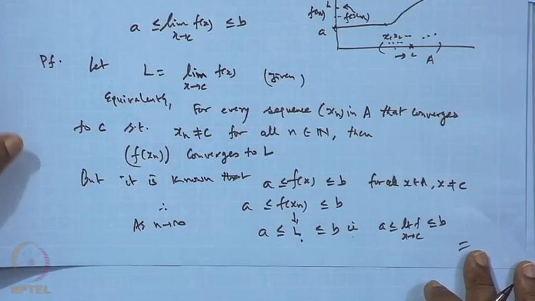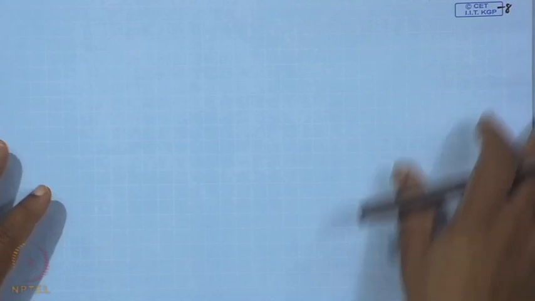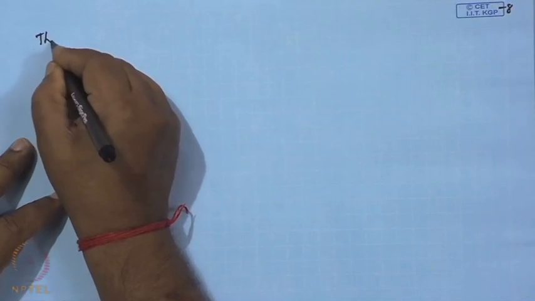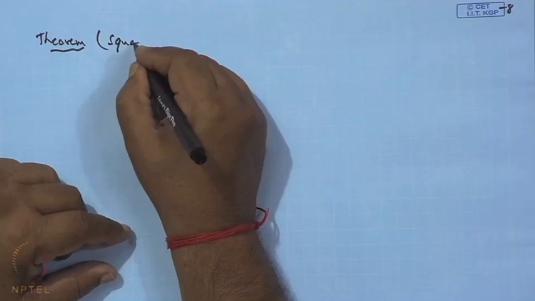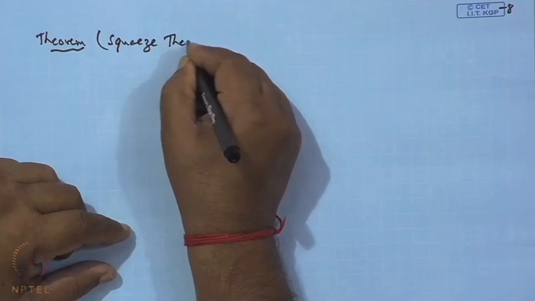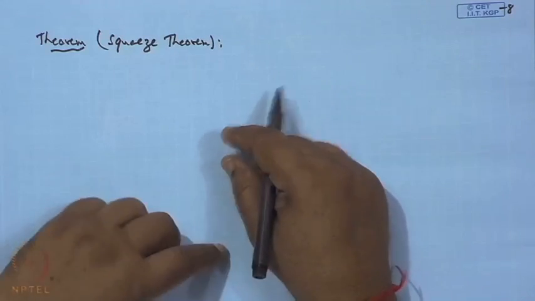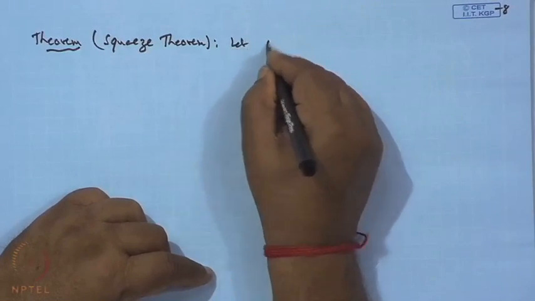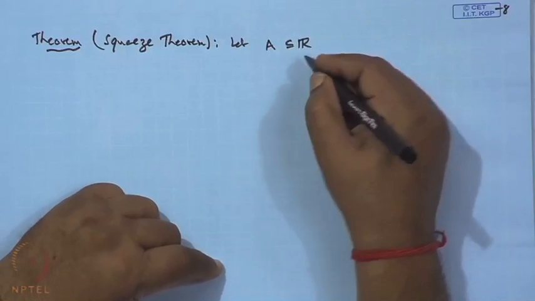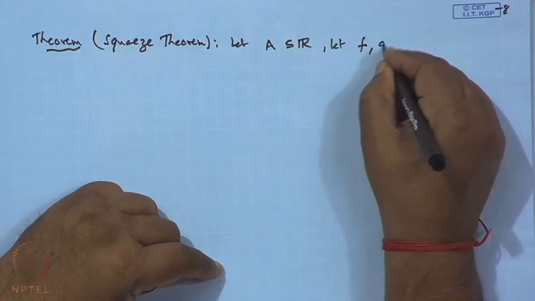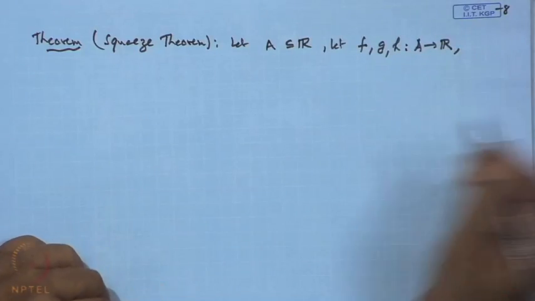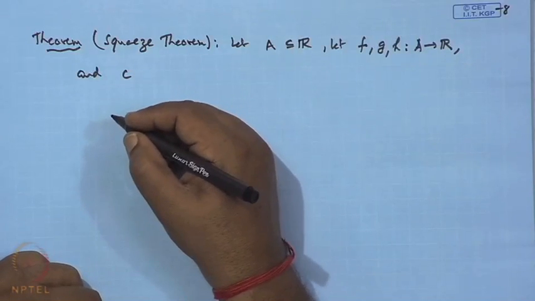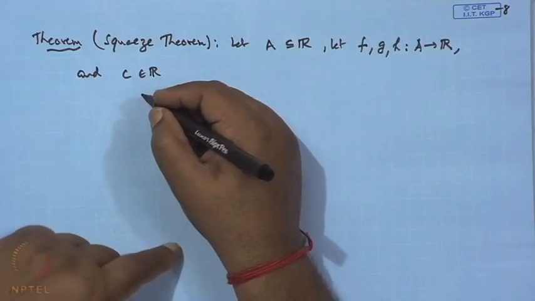We have another result, which is the Squeeze theorem. Just like in the case of sequences, similarly for functions we also have a theorem, which is known as the Squeeze theorem. What this theorem says: let A be a non-empty subset of R, let f, g, h be mappings from A to R, and let C be a cluster point of A.